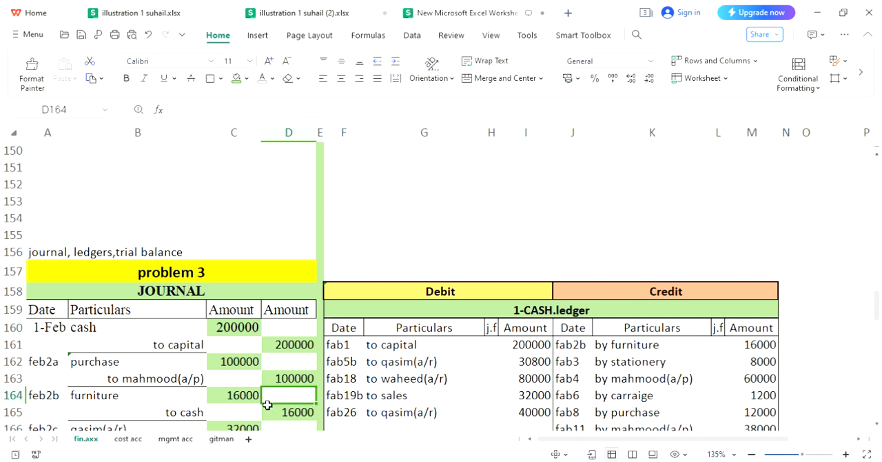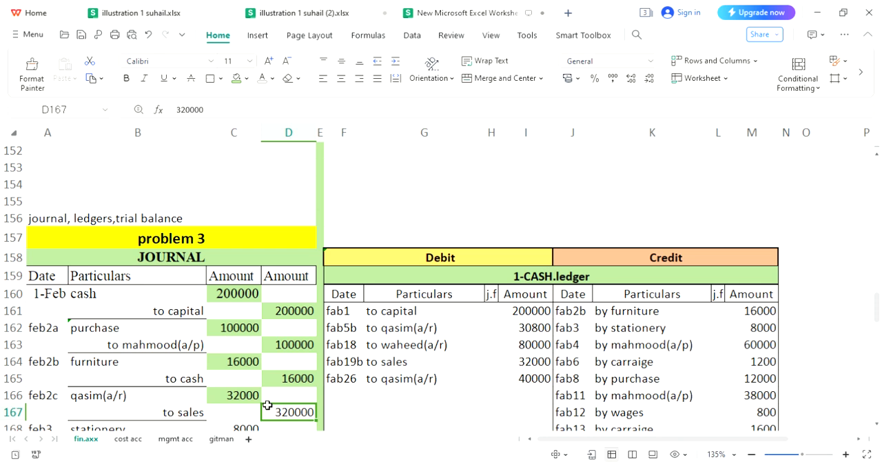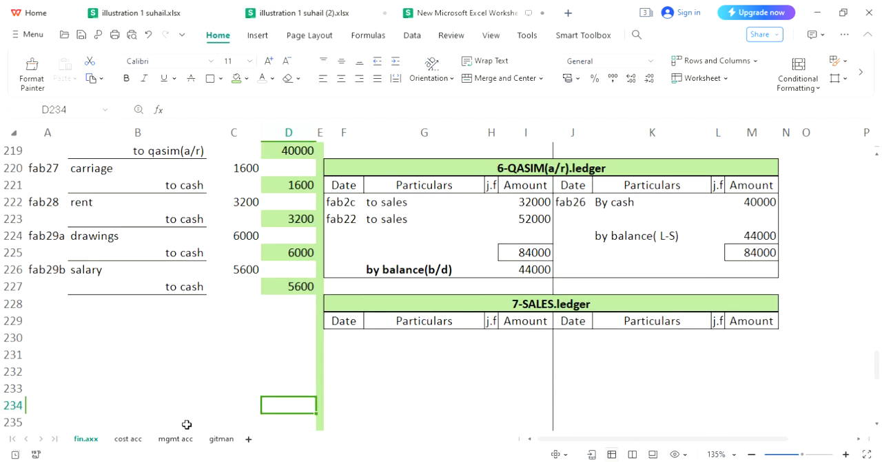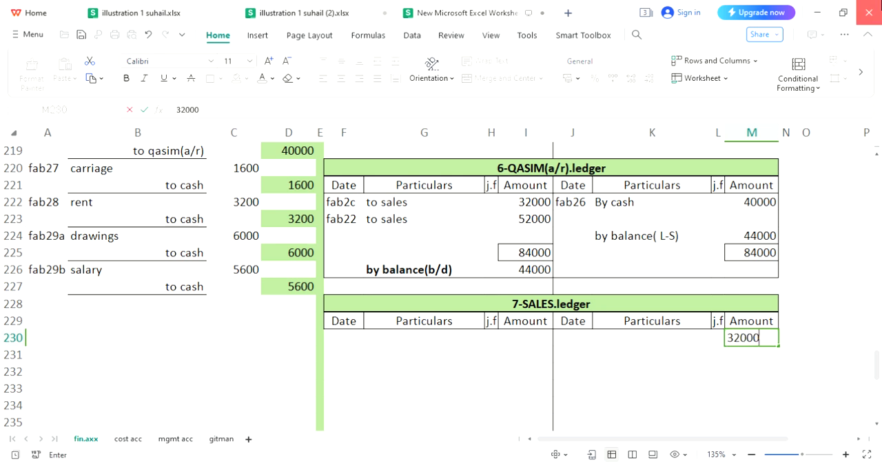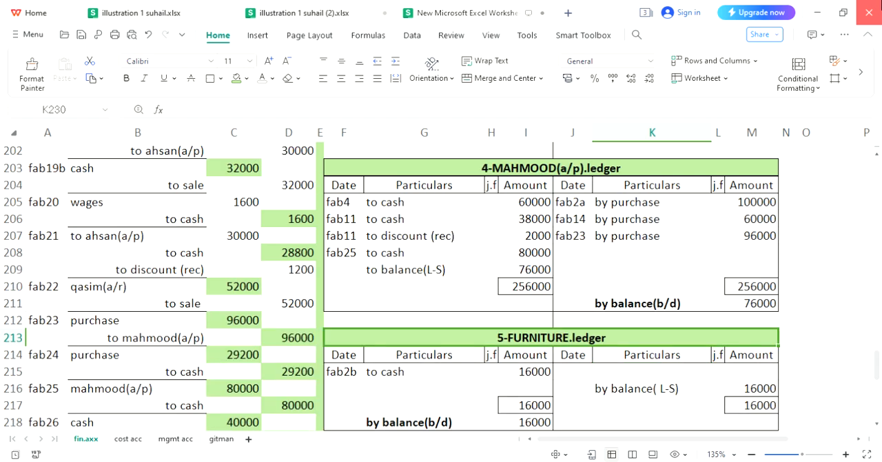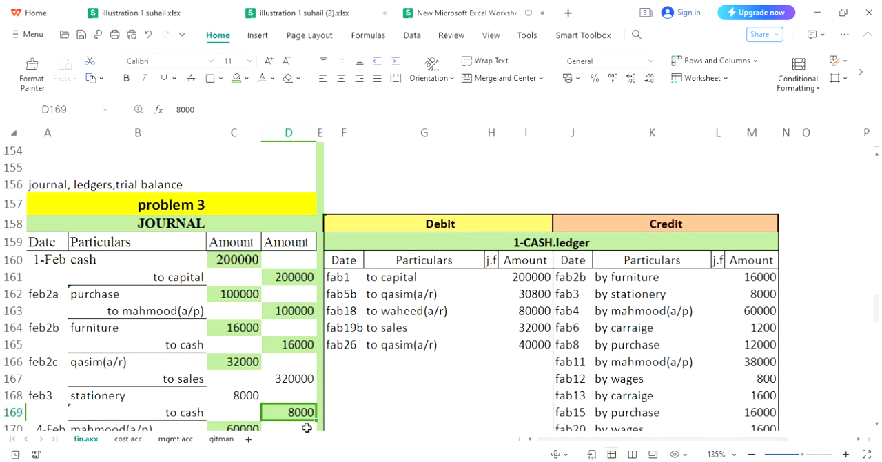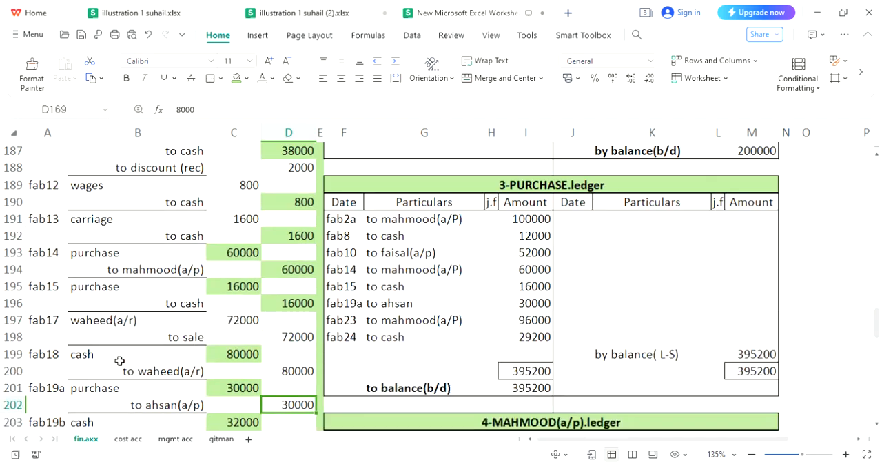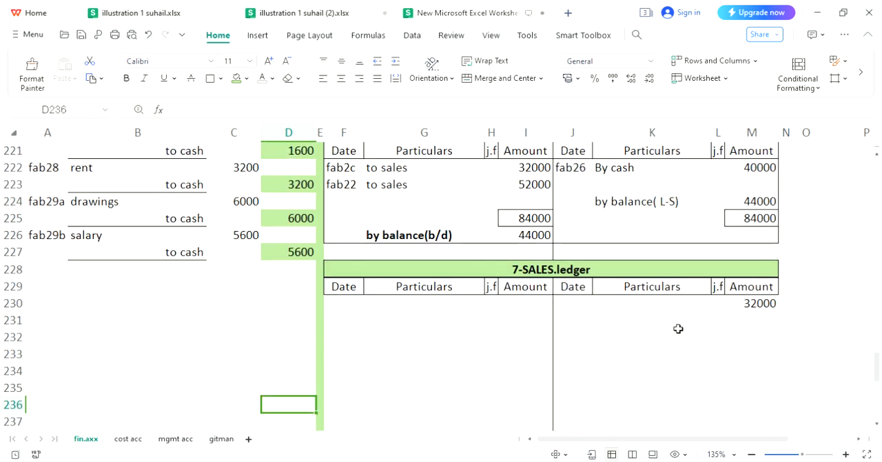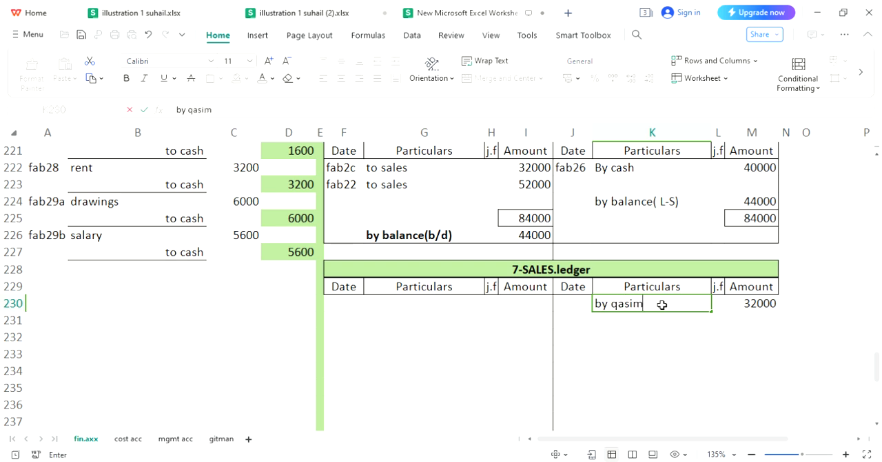So here you can see all the above entries are marked. We don't need to look over there. The first sales we have found is credited by 3,20,000. So we are going to the sales ledger and 3,20,000 would be written in the credit column. It's time to see its reference for 3,20,000. Here you can see this was your entry, 3,20,000. Sales was credited. What is written on the opposite side? Qasim account receivable. So this Qasim will be used as reference.